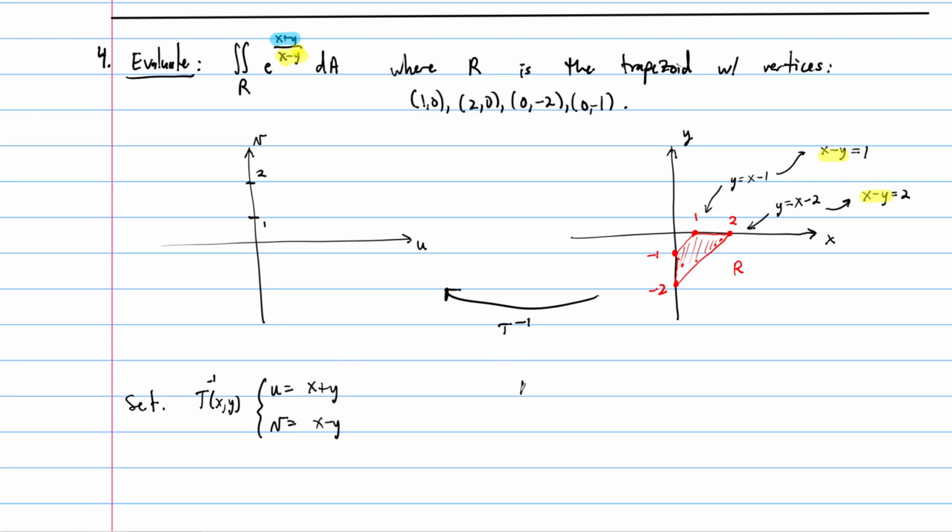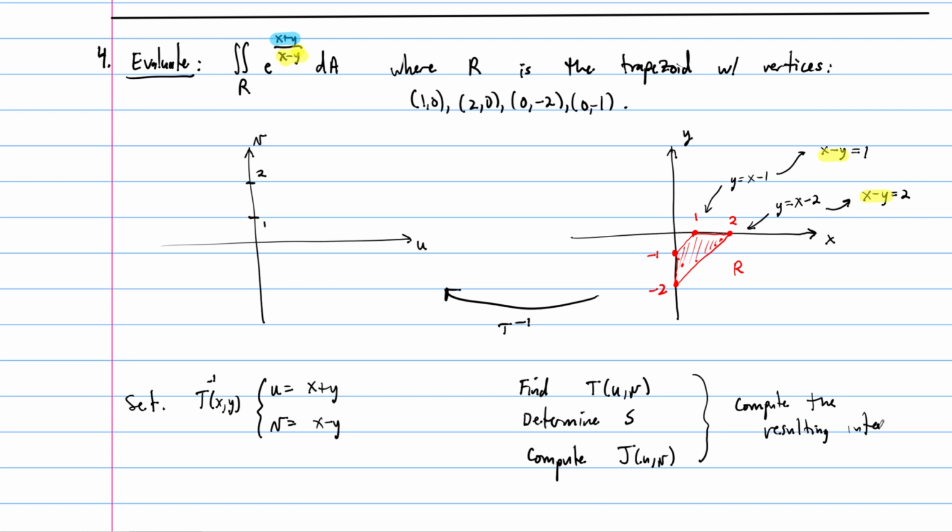But here's what you need to do. You need to find a formula for T of uv. You need to figure out where these points go, right? So you need to determine the domain S, and then you need to compute the Jacobian, compute your J of uv, and then finally, after all of this, compute the resulting integral. Okay, so why don't you take a moment, work on that, and I'll check back in with you in a few minutes.